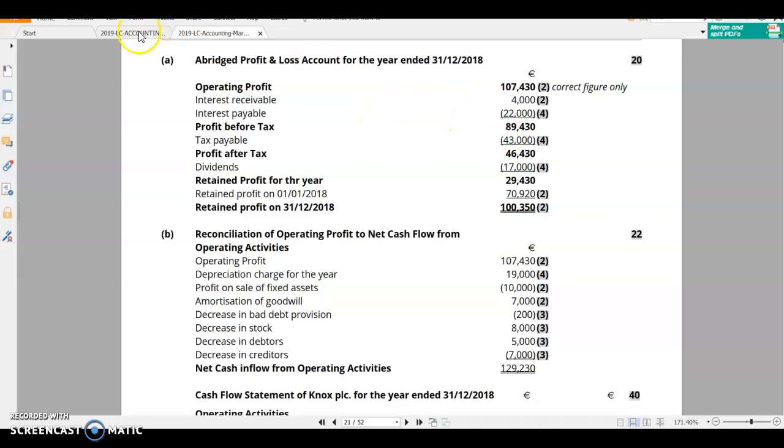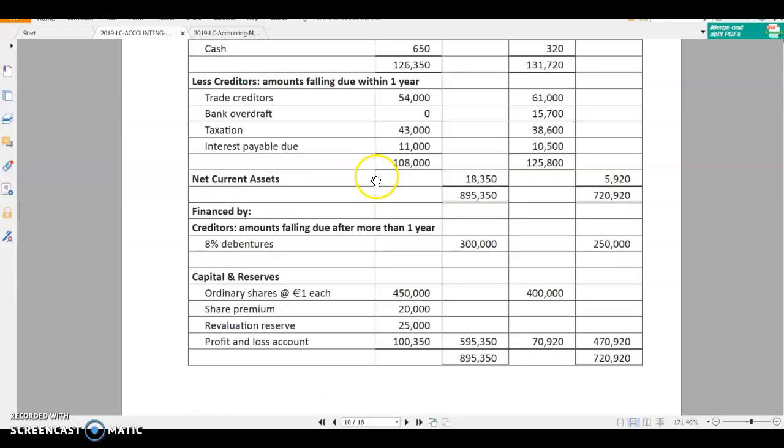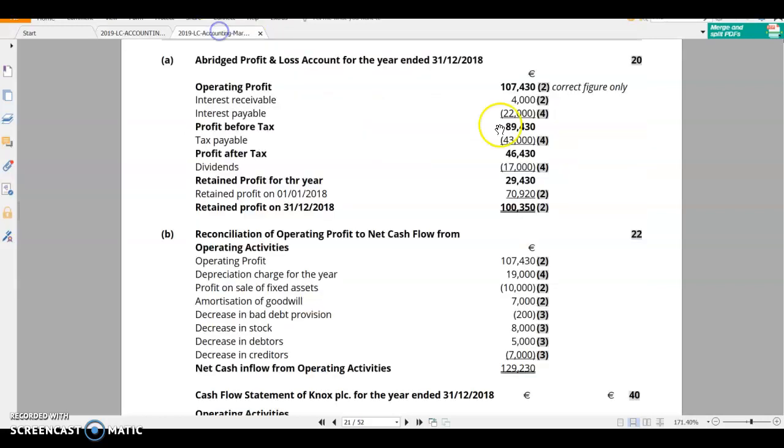The tax payable here then of 43, just taxation due on the 31st of December 17 was paid during the year. So this tax of 38,600 owing at the end of last year was paid this year. So that means all of this 43 owing at the end of this year is for this year. If it's tax for 2018, it should go on the 2018 profit and loss, and that's what I'm trying to recreate here. Interest receivables come up in the question, but most people were all right on this section here.